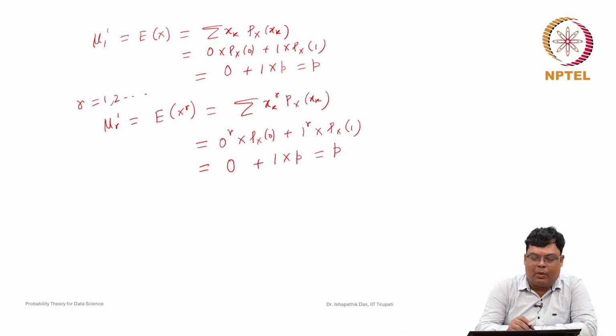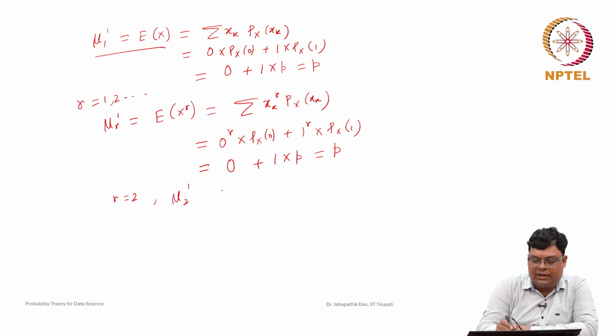Not only for r equal to 1, for any r this value is p. Hence whenever r is equal to 2 also, mu 2 dash is equal to p. So, why are we finding this?